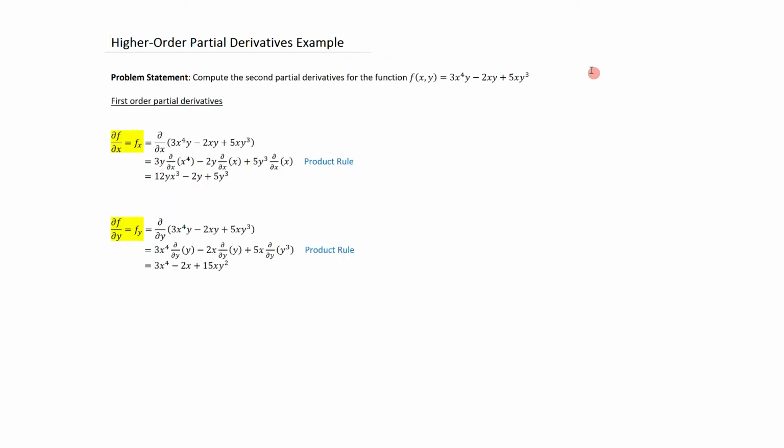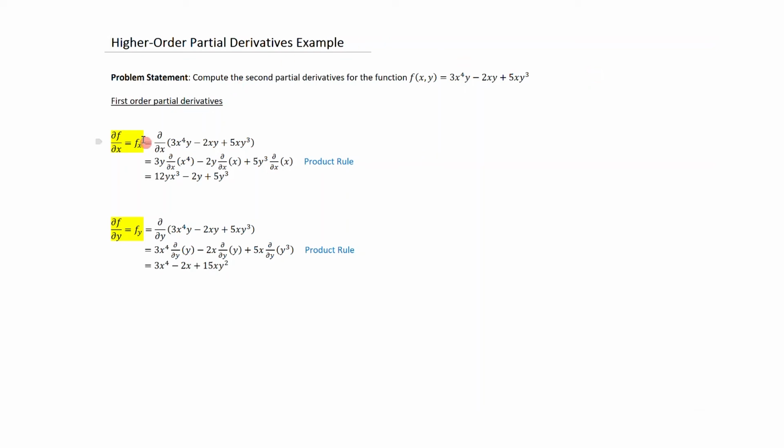All right, so let's do an example. Compute the second partial derivatives of the function 3x to the power 4 y minus 2xy plus 5xy cubed. So the first thing we need to do is to take the partial of f with respect to x and the partial with respect to y, which is what I've done on this page.